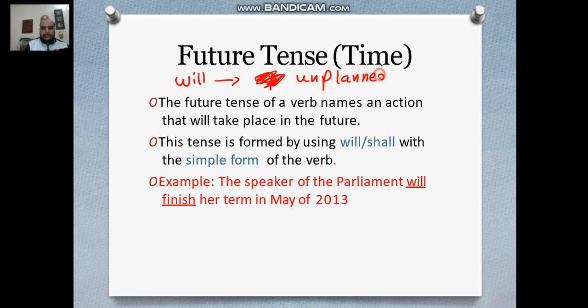Unplanned future. Clear? So what do you mean, teacher, unplanned future? I'm going to explain. It means there is no plan in it. It's a future that you haven't planned for, okay? Now pay attention to teacher.